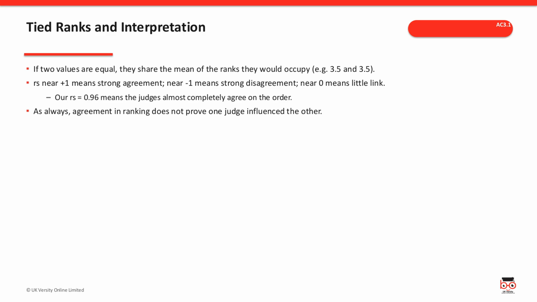A quick word on ties. If two values are equal, they share the average of the ranks they'd otherwise take. So two entries tied for third and fourth each get a rank of 3.5.